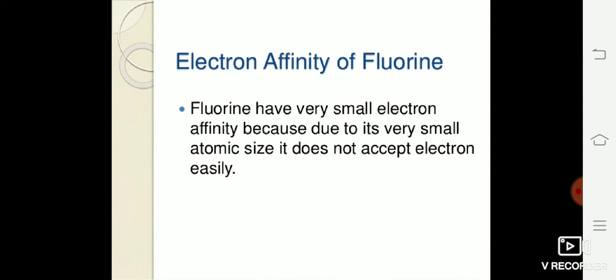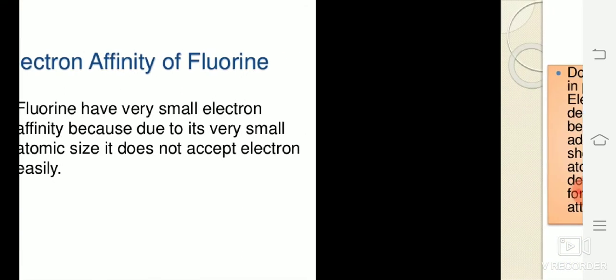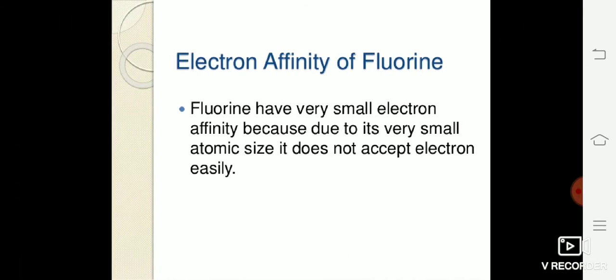Now, electron affinity of fluorine. This is a special case, you have to remember this. Fluorine has a very small electron affinity due to its very small atomic size. It does not accept electrons easily. If you remember, fluorine belongs to group number 17 and they are called halogens. What are halogens? The salt forming elements are called halogens.